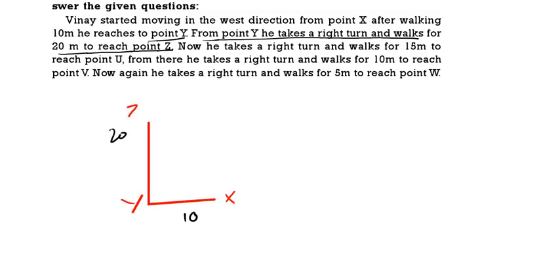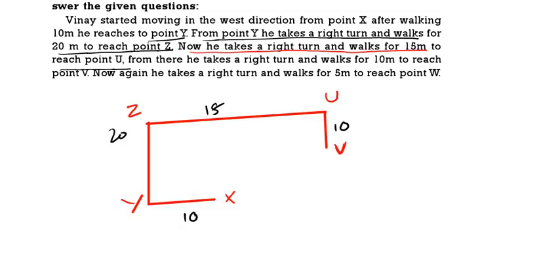Now, he reached which point? Z. Now, he takes a right turn. Again, he is taking a right turn and walks for 15 meters. This one is 15 meters to reach point U. Now, this is point U. Now, he takes another right turn. Right turn means moving to the left. Now, come to the south and walk for 10 meters. This is just 10 meters to reach point V.